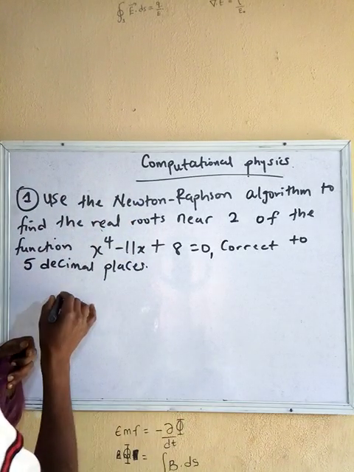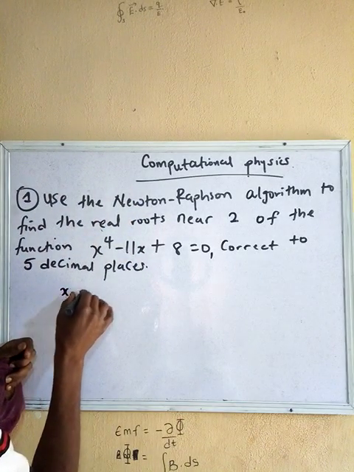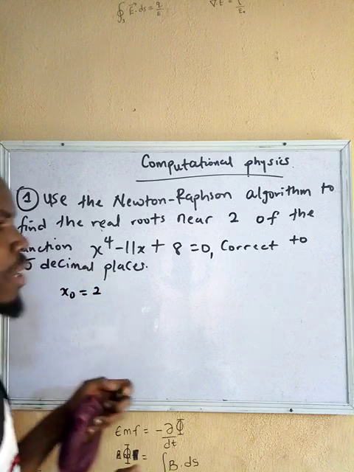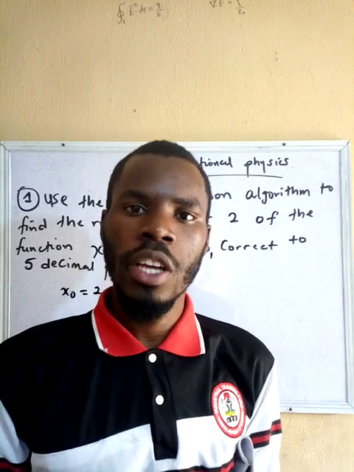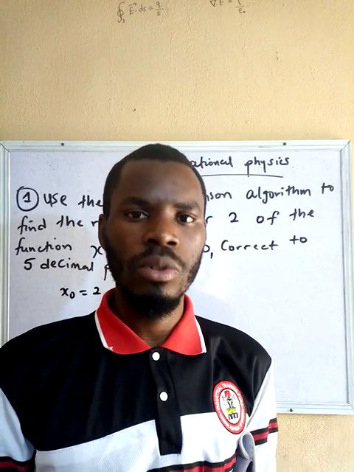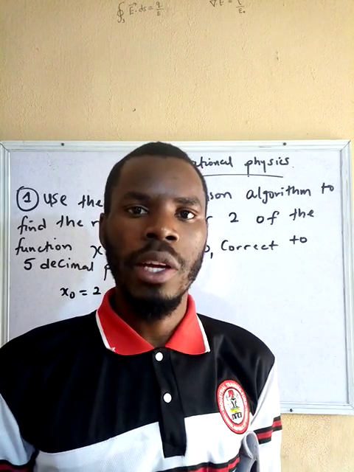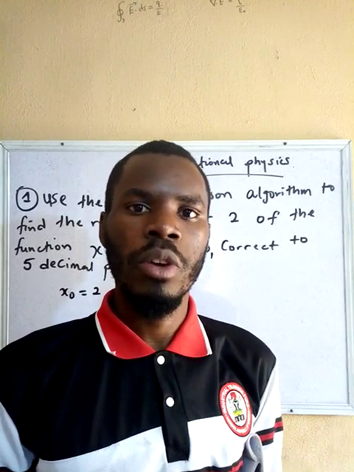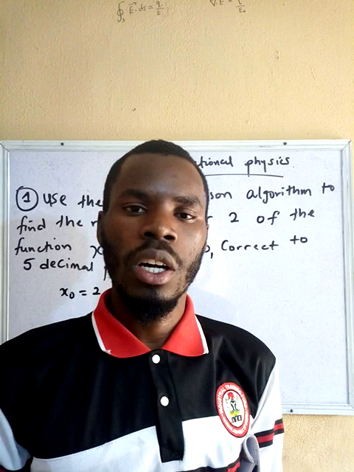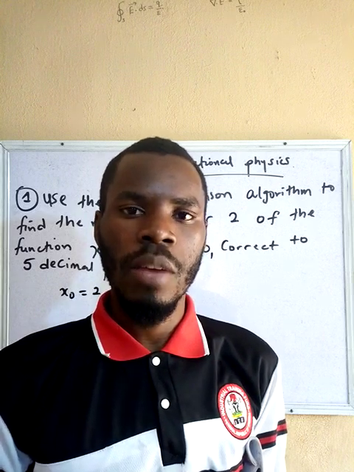X naught is our 2. And also we can find the solution to this problem using the table value. We can actually have a table, and we are going to keep computing results till we find those two preceding numbers that are almost the same, then we stop.